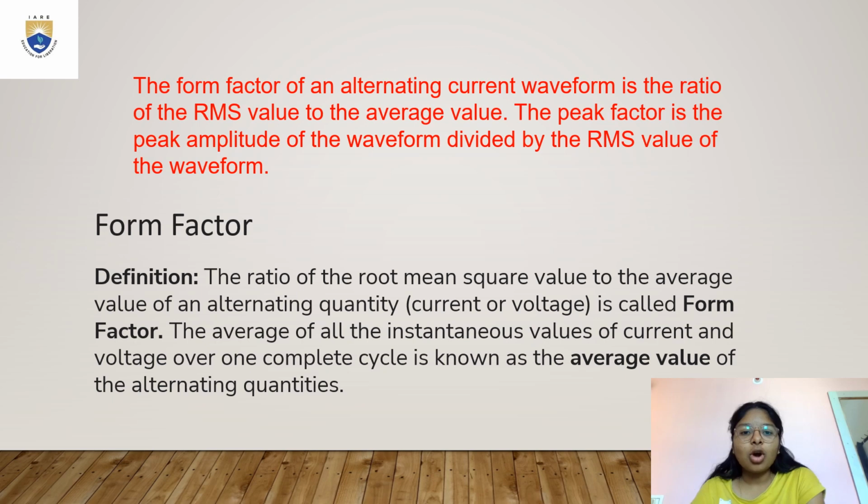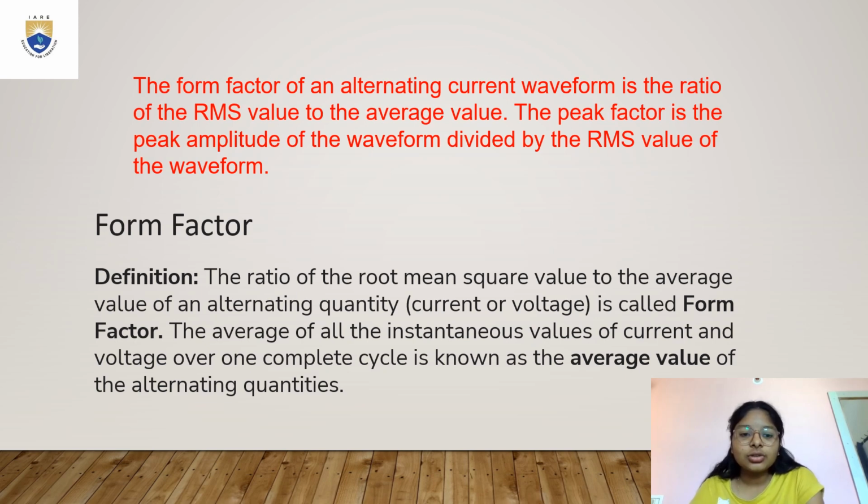The form factor of an alternating current waveform is the ratio of the RMS value to the average value. The peak factor is the peak amplitude of the waveform divided by the RMS value of the waveform. Now, form factor. We know about form factor definition.